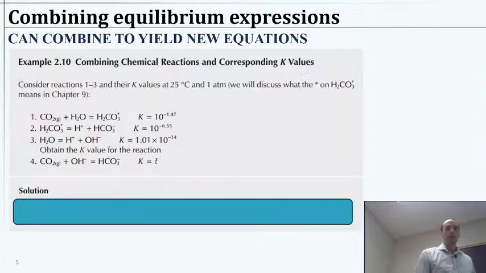Okay. So maybe doing a little example can be an easy way to check and apply that. So here we have 3 reactions, and we want to know the sum total equilibrium here. So take a moment and solve this. It says consider the first 3 reactions with their K values at 25 Celsius and 1 atmosphere. Don't worry about the little asterisk. We'll talk about that later. And we can call these K1, K2, K3, and K4. So we're solving for K4. And we have those 3 reactions.